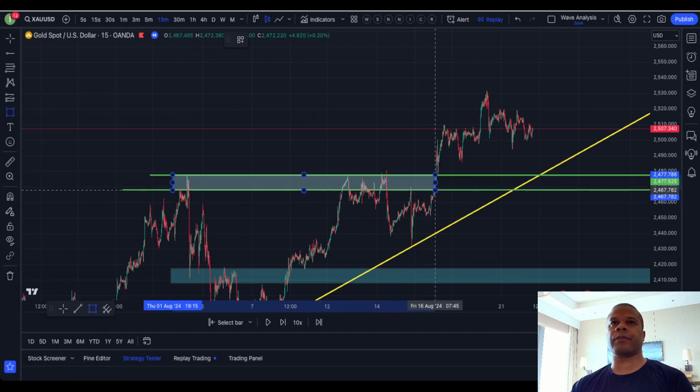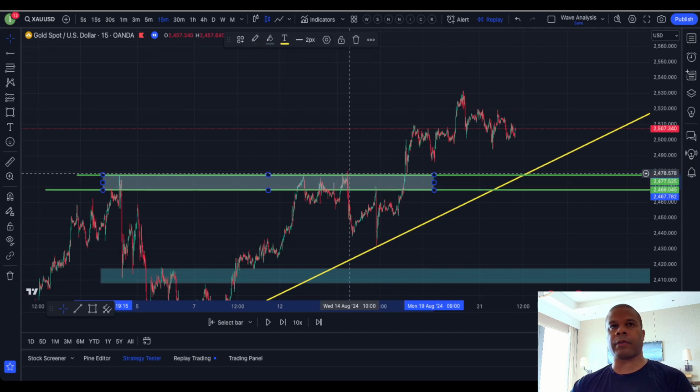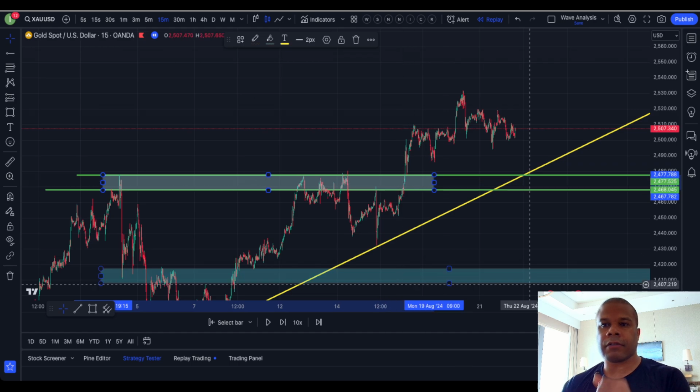At some point, we saw that there was a zone here, and the market kept coming up to test the zone, and you could have been taking sells, right? And then at some point, the market broke, and it started to buy, right?